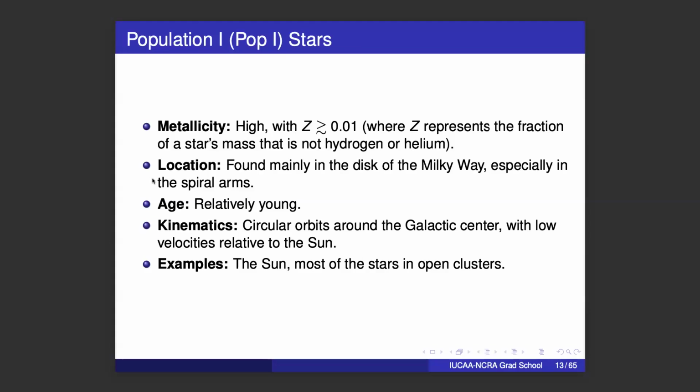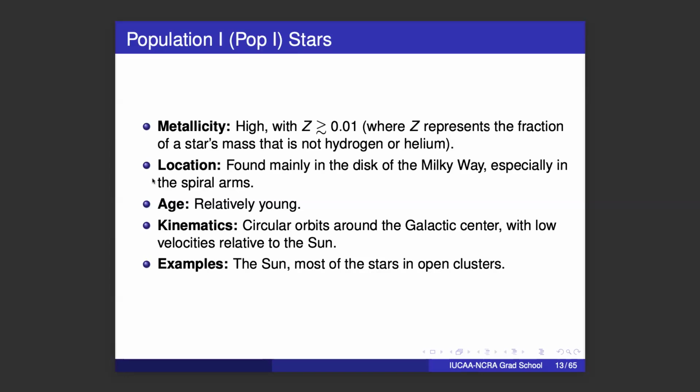Okay. When you say they're relatively young, can you put any constraints on their mass or luminosity? Their main sequence. The answer is no, you can't. Okay. We'll come to population 2 and then we'll see whether we can put constraints.